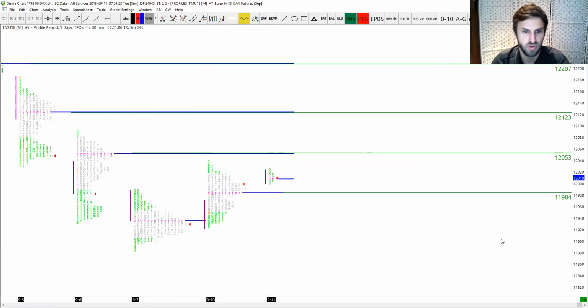The points of control that are exposed at the moment, 984, 1253, 12123 are the closest to current price action for now. Let's see which ones get taken out.